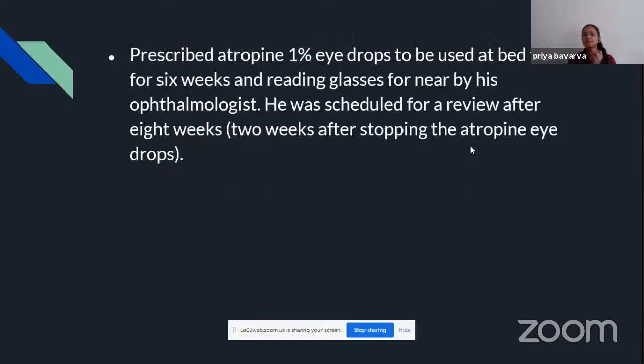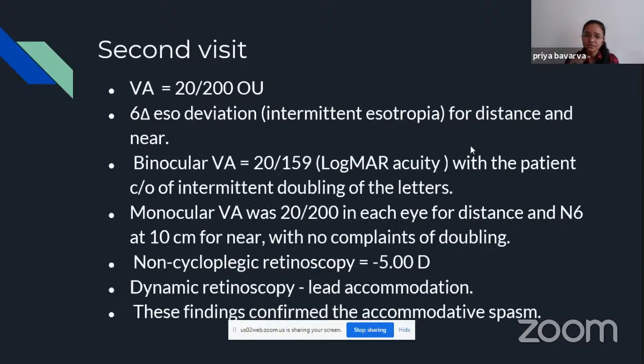The examiner prescribed 1% atropine eye drops to be used at bedtime for 6 weeks, and for comfort in near work prescribed reading glasses with the consent of the ophthalmologist, and asked the patient to follow up after 8 weeks, which is 2 weeks after stopping the atropine eye drops. In the second visit, the patient's visual acuity is the same as the first visit, 20/200 in both eyes, and there is a 6 prism diopter esodeviation, intermittent esotropia, for distance and near.